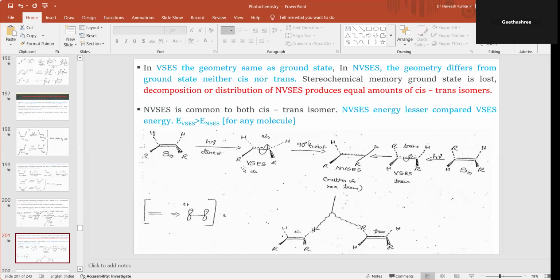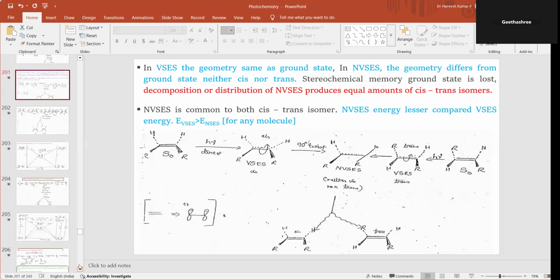So this is again the ground state, vertical singlet excited state, and non-vertical singlet excited state. That means here there is a change in geometry, and here the vertical singlet excited state. And what is the difference between this ground state and this ground state? This ground state is cis, this ground state is trans. That's the only difference. Identical intermediate, the intermediate is the non-vertical singlet excited state. This will give you a mixture of trans and cis product. I will go to the next slide.